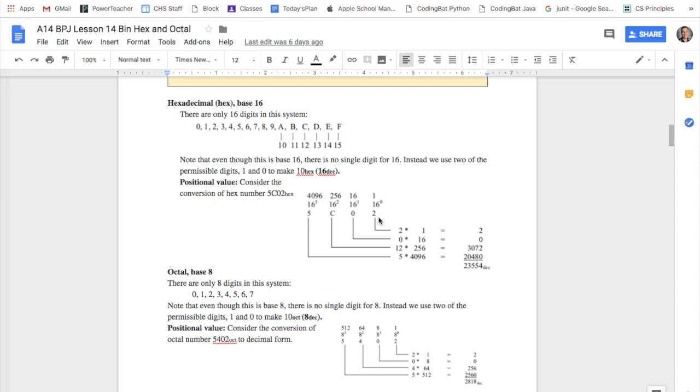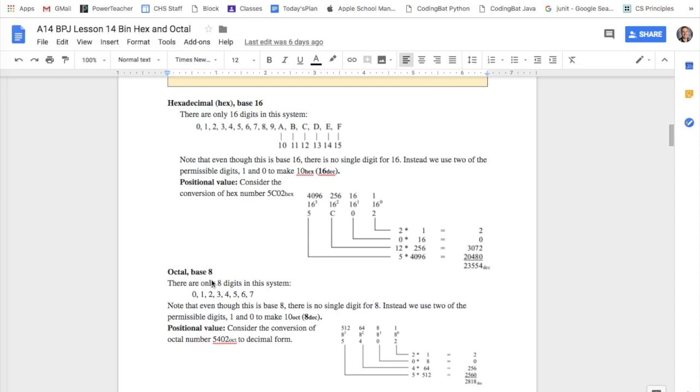And the reason we are using everything has to be a power of 2 is because in the computer everything is either on or off. There's only two states, and so every number that we use has to be a power of 2 when we actually store it inside the computer.